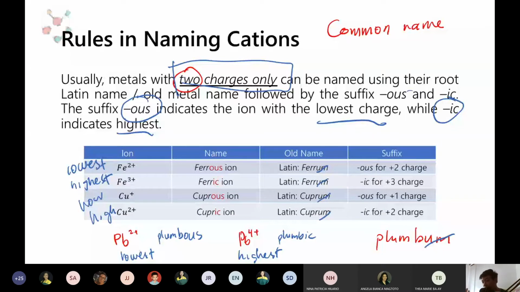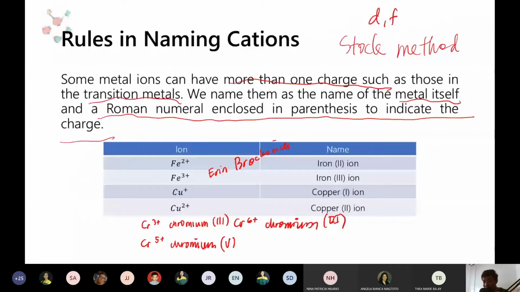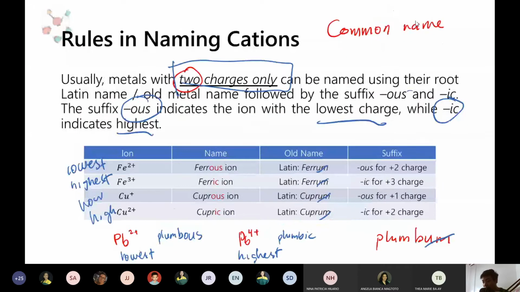Paano kapag tatlo na yung charges? Wala na. Kaya gumawa sila ng stock method, kasi hindi niya na-address yung issue ng 3 or more charges, such as vanadium, chromium. So, ganun. Wala siyang way to differentiate the charges kasi dalawa lang yung kinukuha niya, highest and lowest. Anything in between cannot be addressed by this method of naming. So, yun yung downside niya. Number one, this is not applicable for ions for metals with multiple charges, such as vanadium. Alam ko vanadium 5 yung charges niya. Chromium usually 3 or 4 charges yun. So hindi gagana sila dito.